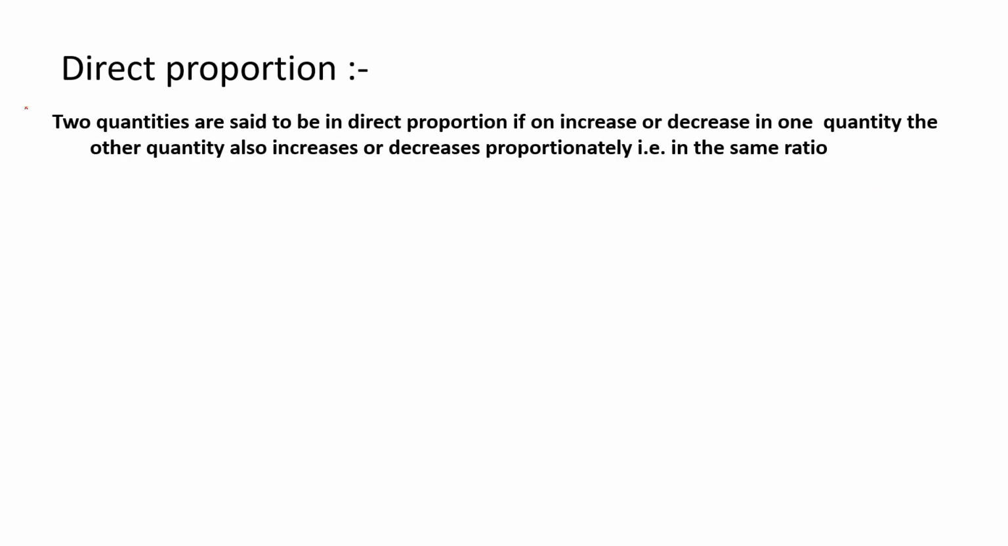Here we have a very important property of proportion, that is direct proportion. Here we have the definition of direct proportion. You can see the definition of direct proportion on your screens. Two quantities are said to be in direct proportion if, on an increase or decrease in one quantity, the other quantity also increases or decreases proportionately, that is, in the same ratio. This is the definition of direct proportion, and direct proportion is going to be used very widely in arithmetic.